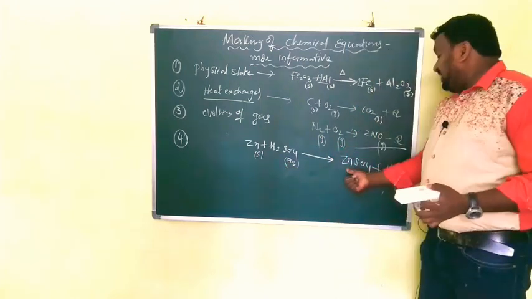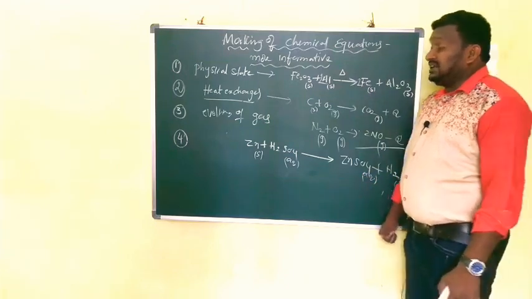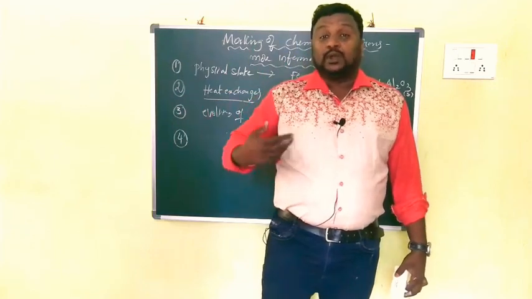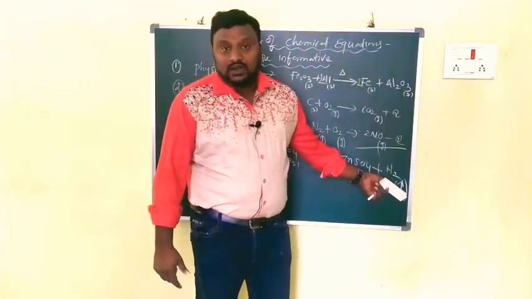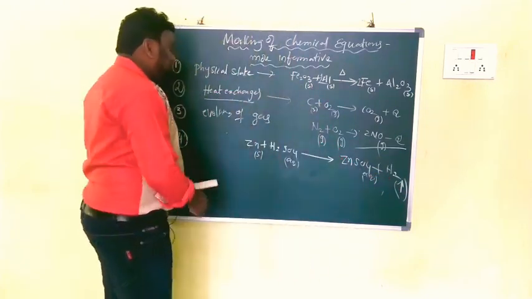then what do you get? Zinc sulfate plus hydrogen gas is liberated. So in this way, if any gas is liberated in the products, it should be identified with an upward arrow mark. Clear, children? And after that, the fourth one is what?